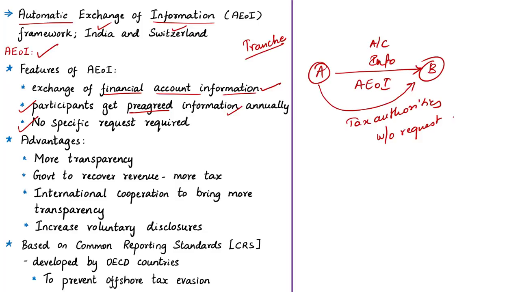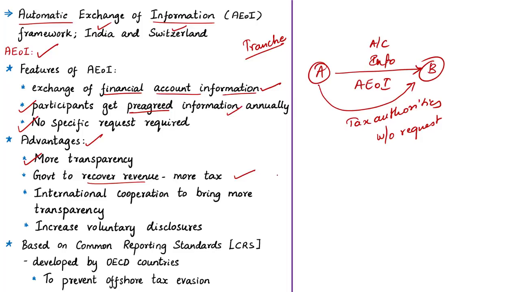So what is the advantage offered by this AEOI agreement? Just now we saw that the agreed countries share the information of account holders with tax authorities. Now this will bring in more transparency. It will enable governments to recover tax revenue that is lost to non-compliant taxpayers. This will help to detect tax evasion and increase the revenue for the government. How this happens, we will see later in our discussion.